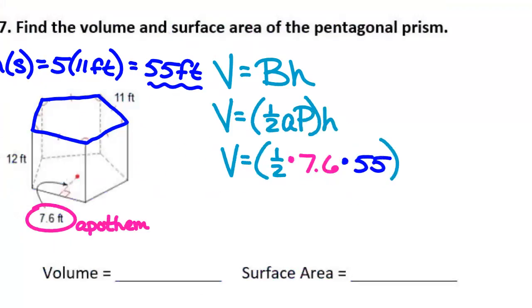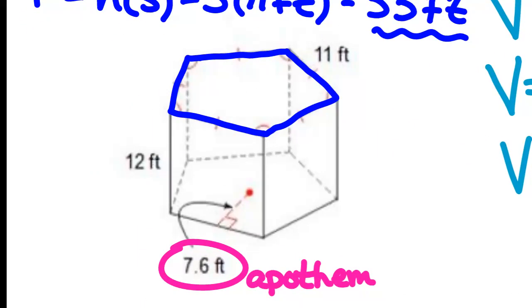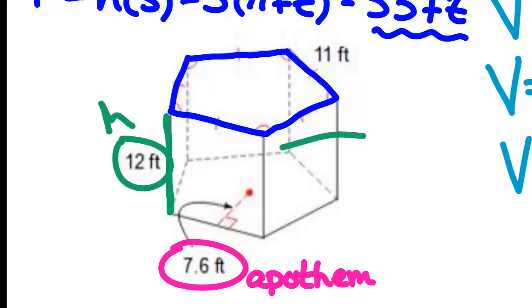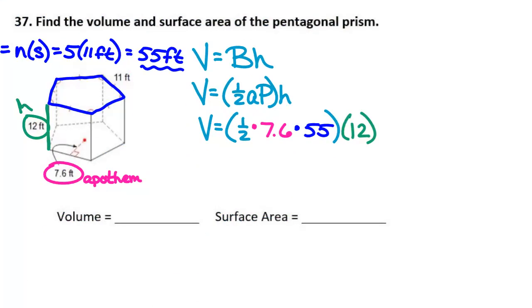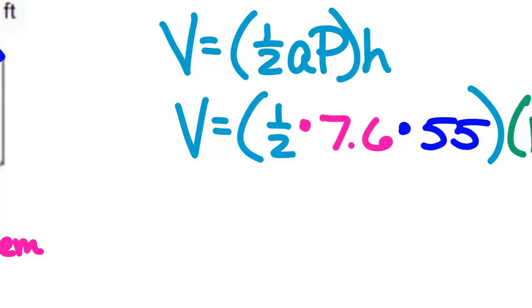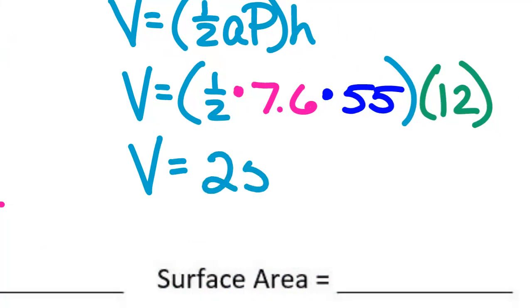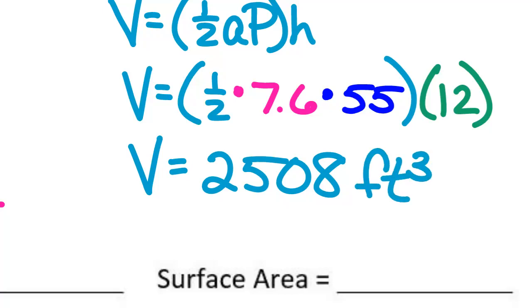And then we multiply that by the height of the prism, which is the distance between the bases. What is the distance between the bases here? 12 feet. So here's the height of my prism. And then I grab my calculator, 1/2 times 7.6 times 55 times 12. 2,508, and that would be feet cubed.